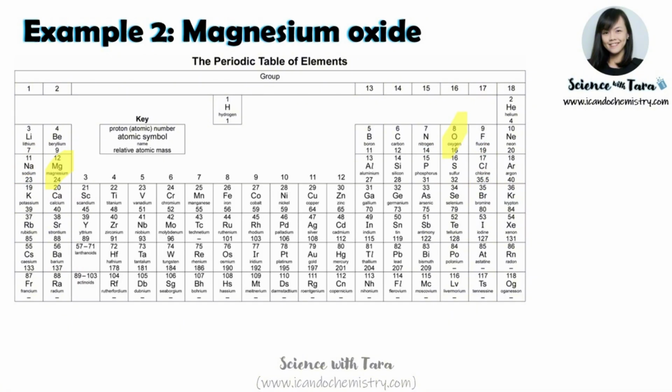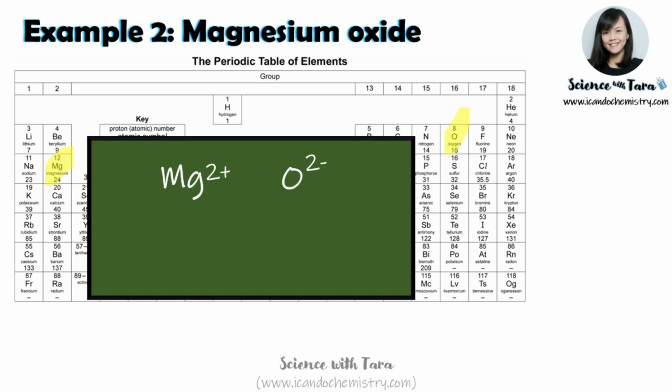Next, magnesium oxide. Magnesium is in group 2, so it forms Mg2+. Oxygen is in group 16, so it forms O2-. To make the total positive charge equal the total negative charge, we will need to use the cross method. Now bring the charges down. The ratio is 2:2. This can be further simplified to 1:1. This simply means that we need one magnesium ion and one oxide ion to make overall charge 0. So the formula is MgO.